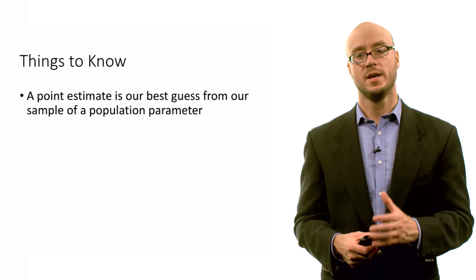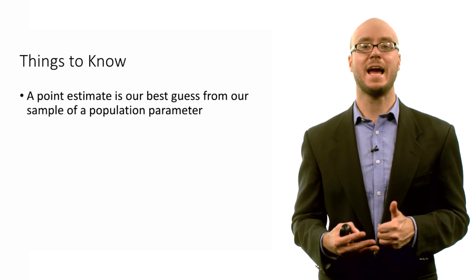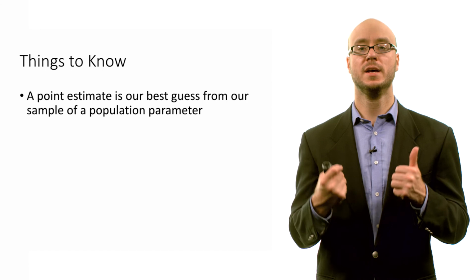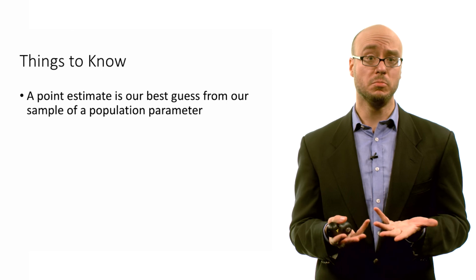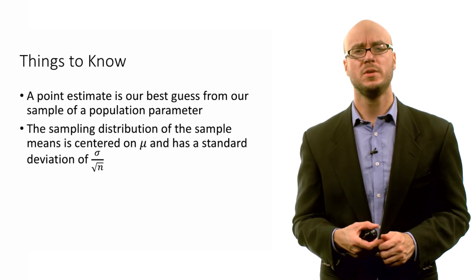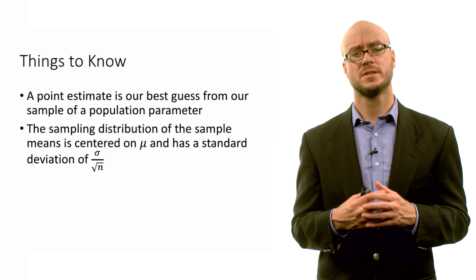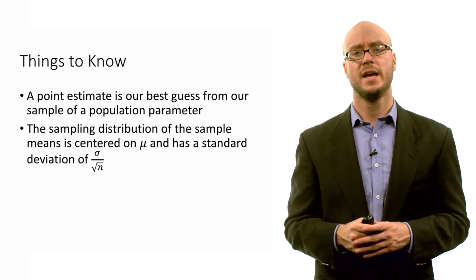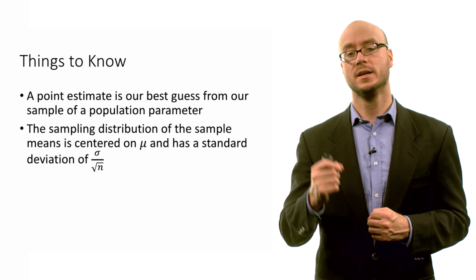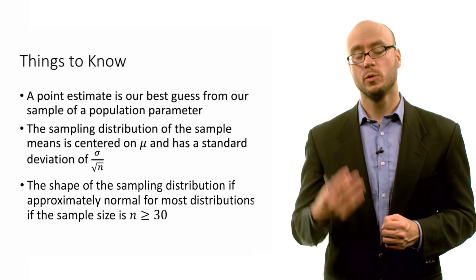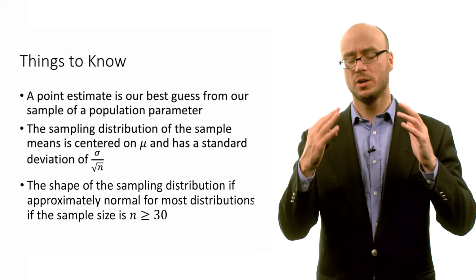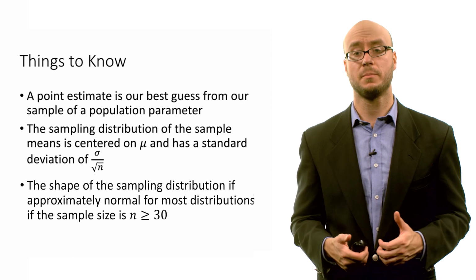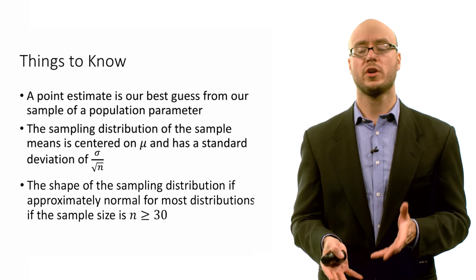Several things to know from our discussion so far of the sampling distribution. A point estimate is simply our best guess from our particular sample of some population parameter. So the sample mean is, without additional information, a single best guess for the population mean mu. The sampling distribution of the sample means is going to be centered on the population mean mu, and it has a standard deviation given by sigma divided by the square root of n, which we call the standard error of the sample mean. The shape of the sampling distribution is going to be very close to normal for most distributions if the sample size is, say, 30 or greater.